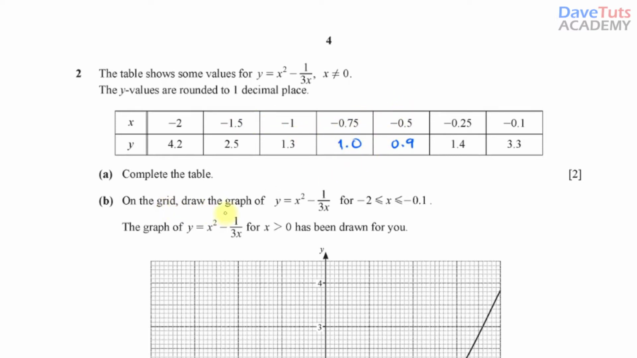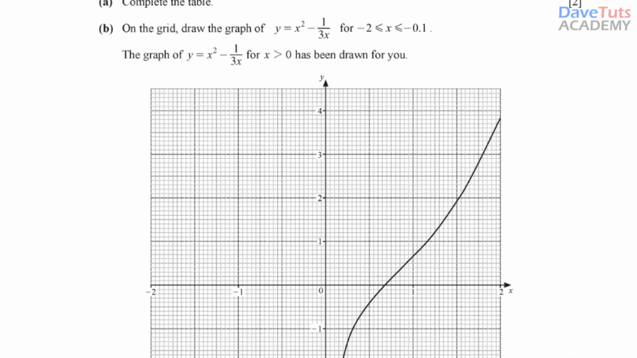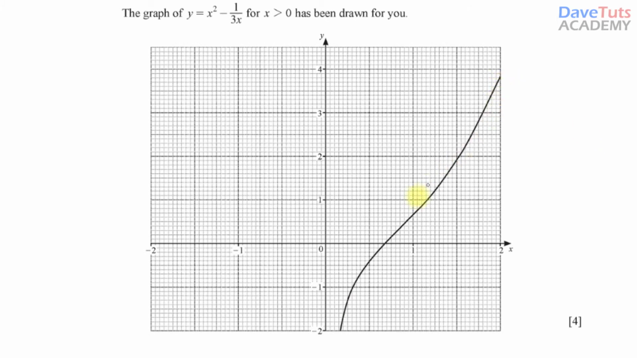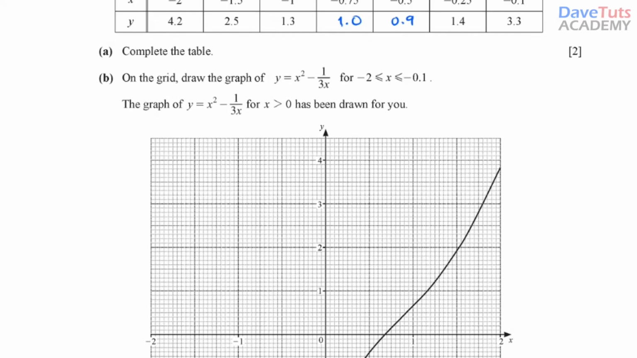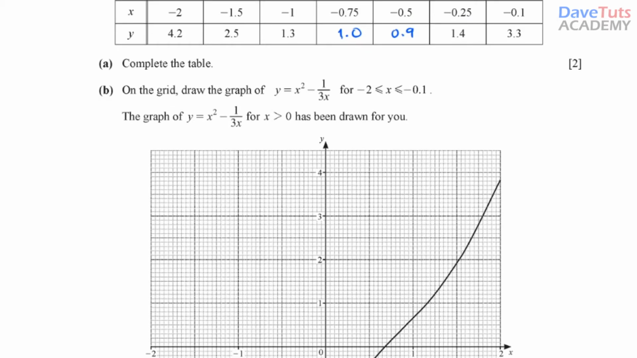Okay, so now on the grid we have to draw the graph of y is equal to x squared minus 1 over 3x for x from minus 2 to minus 0.1, and the one for positive values of x has been drawn already. If we look at that particular graph, we are seeing that the one for positive values of x, the one on this right hand side, has been drawn already. We have to take the ones for this left hand side, and we're going to be using the table that we got there to actually compute our values. So let's look at this holistically and see how we can solve it. So we're going to be extrapolating these values.